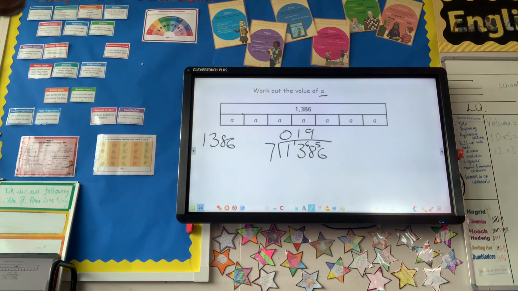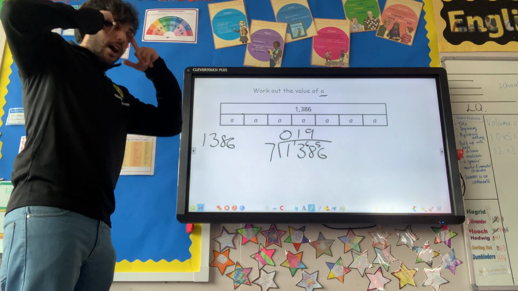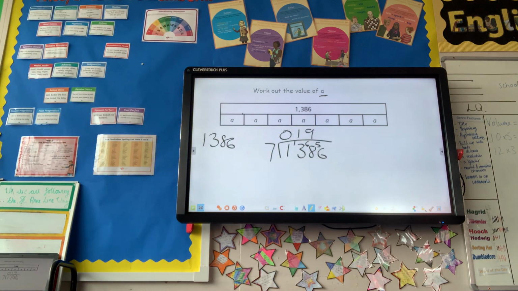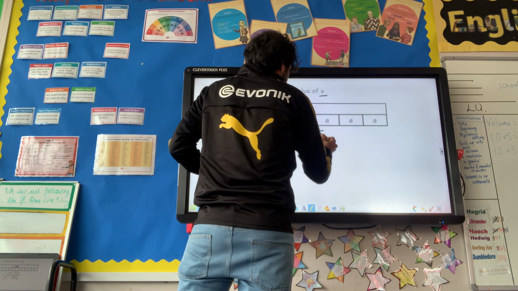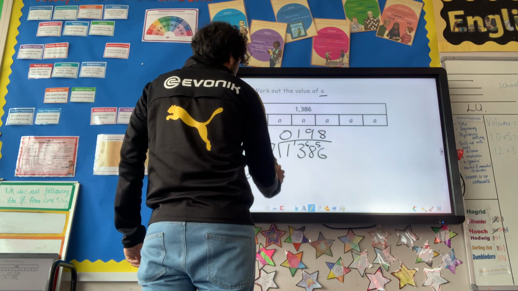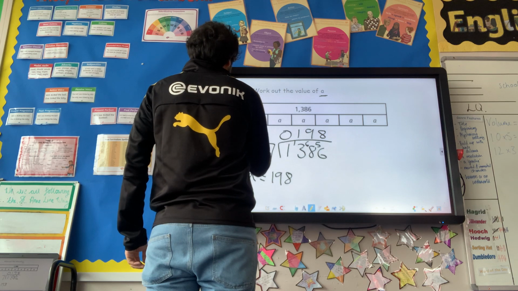Next one, 7 into 56. Right, let's have a think. Thinking cap on. I know 7 times 7 is 49. Add another 7 to that, which would be 8 times 7, gives me 56. Goes in 8 times. So I know that A equals 198. Each one of these is worth 198.